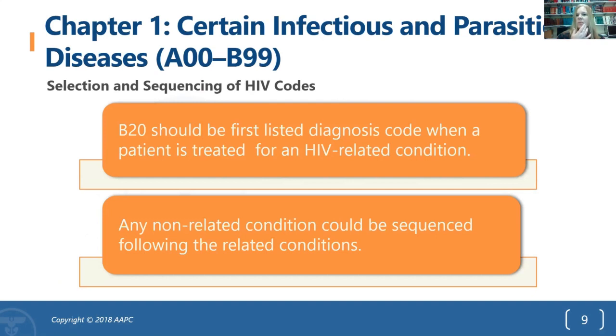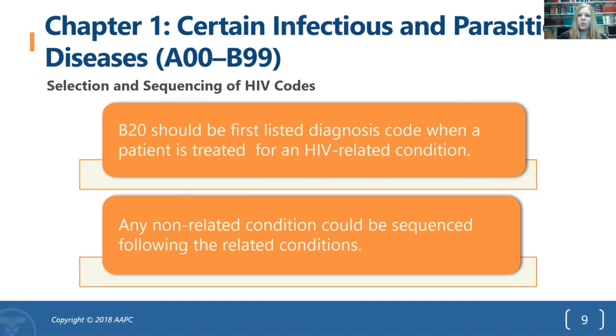So let's say a patient comes in for tuberculosis due to HIV. In this case, the B20 is coded first. If the patient has AIDS and they sprain their ankle and come in with no other complaints, then the reason for the encounter is the sprain. So that sprain is first, and then we use that B20 secondary.